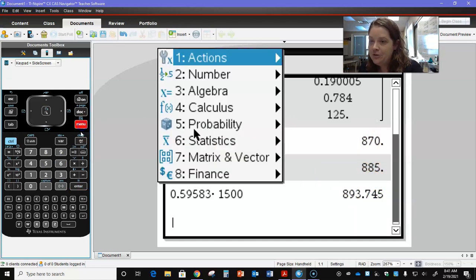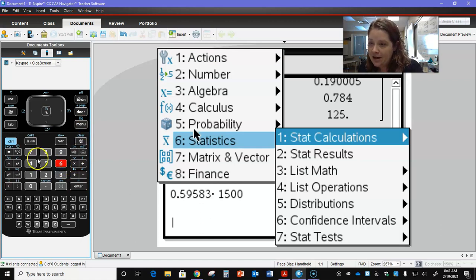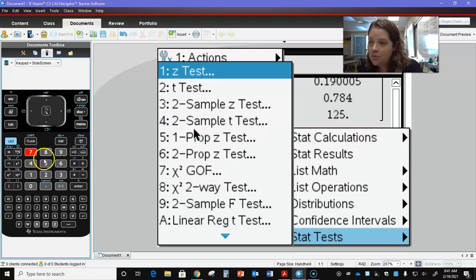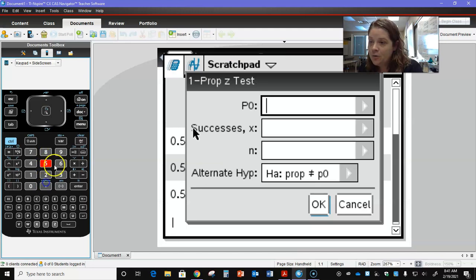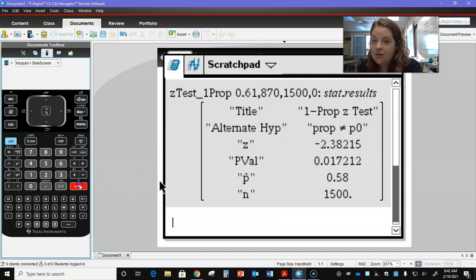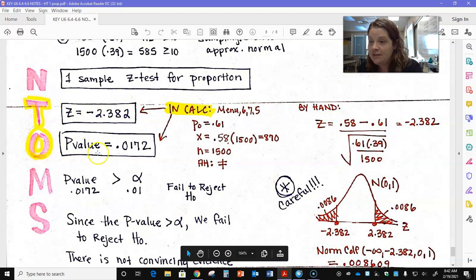All right. So menu, statistics, statistics tests. We want a 1 proportion Z test. It was 61% was the claim. We have 870 out of 1,500, and it defaults to not equal to. That's the one we want. Hit enter, and I end up with a Z-score of about negative 2.38 and a p-value of about 1.7%. All right, so I'm going to go back. There's my Z, there's the p.